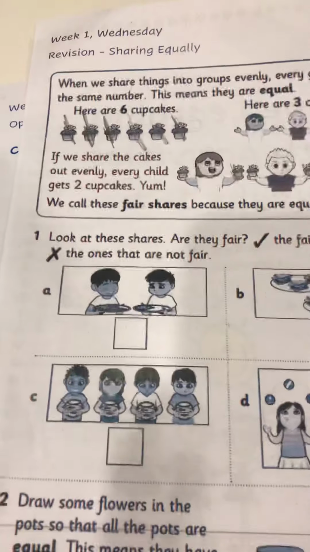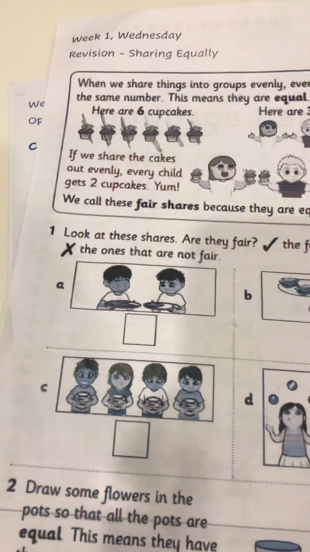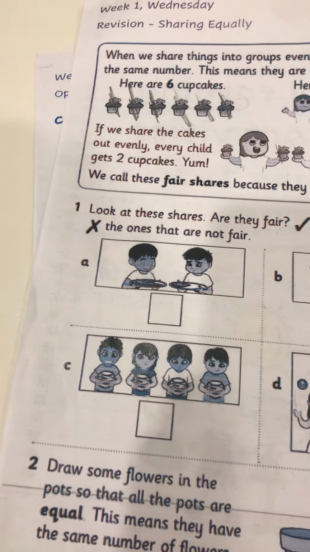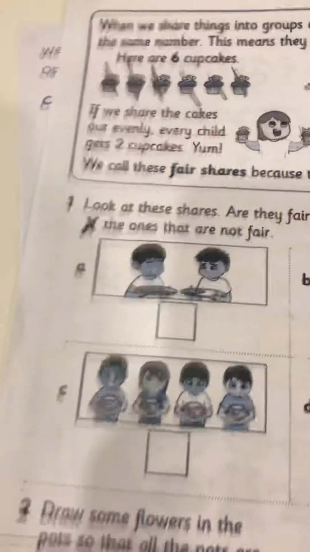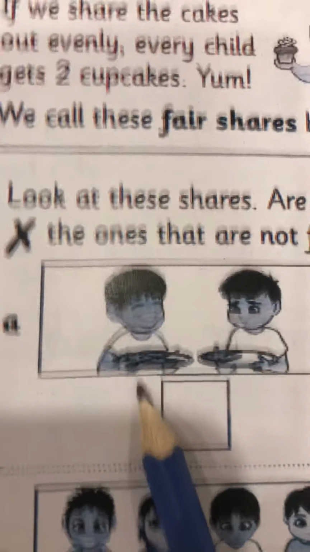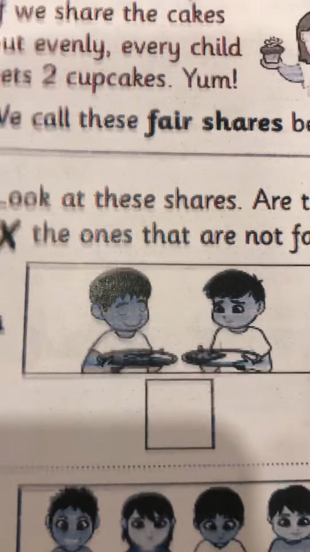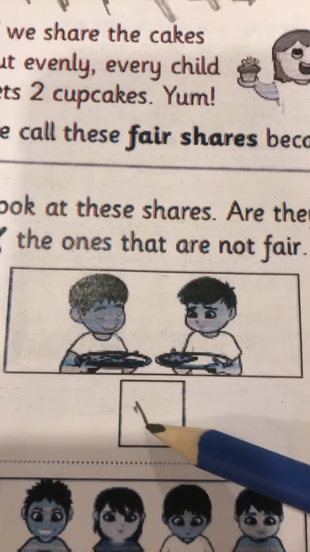All right, number 1, look at these shares. Are they fair? Give them a tick if they are fair, if they're equal. If they are not the same amount, or they're not equal, or they're not fair, put a cross in the box. Okay, so have a look. This boy's got 1 cookie, and this boy's got 1 cookie. Is it fair? Yes, it is. Give it a tick. 1 and 1, the same amount.